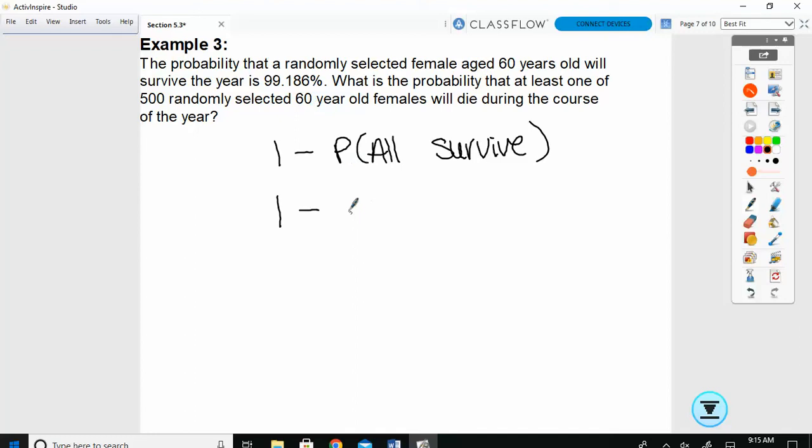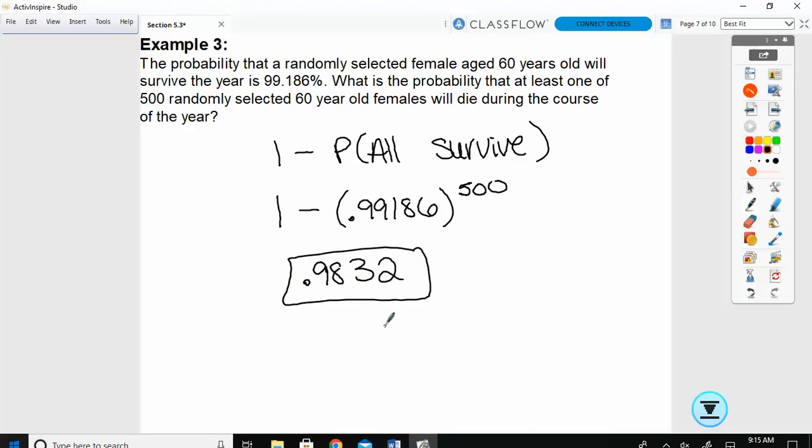The probability of one person surviving is 0.99186. So to get the probability that 500 of them survive, you would raise it to the 500th power. You'd have to multiply it 500 times. And so we get 0.9832. There's a 98.32% chance that somebody does not live the entire year. Is that okay?